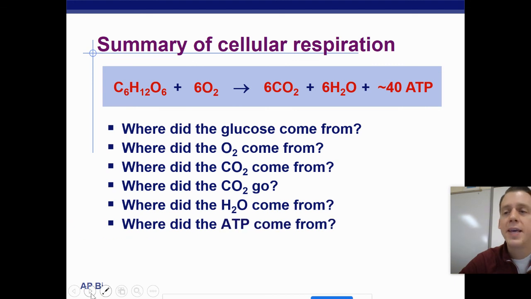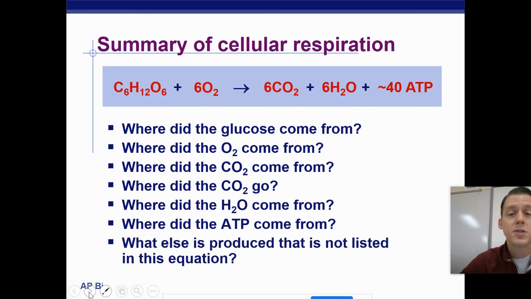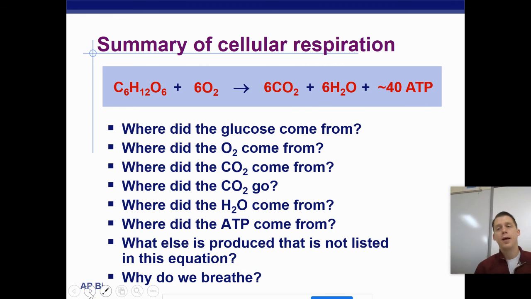Where did the ATP come from? So that came from the ADP that was made by the movement of protons. And what else is produced is not listed in this equation. I'll let you think about that right now. And why do we breathe? Oxygen in helps us move the ETC, carbon dioxide out, that gets rid of the waste.